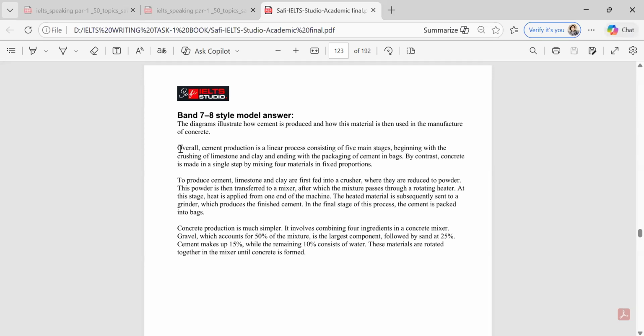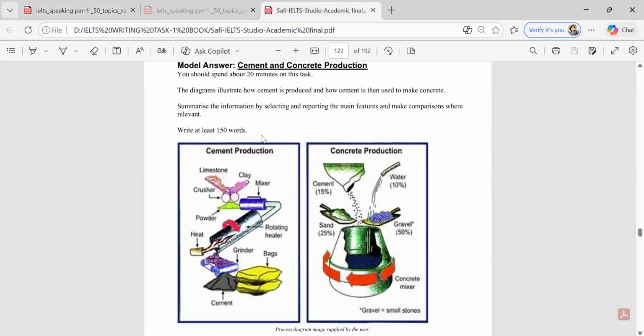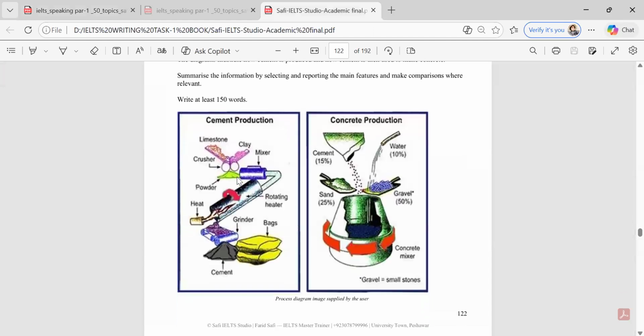After that, we want to write the overview. Remember the template I had given you. First of all, count how many stages we have. The stages involved in it. So how many stages are here? The first stage is limestone and clay. They are mixed. Let me show you. So stage number one is, first of all, we have limestone and clay. They are mixed in a crusher. Stage number one. And then they pass through a mixer to a rotating heater.